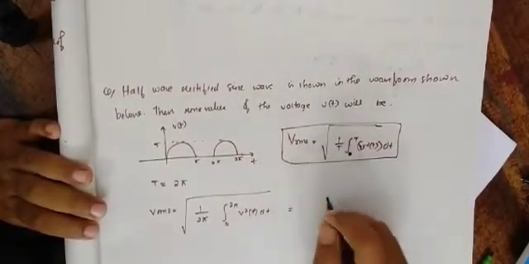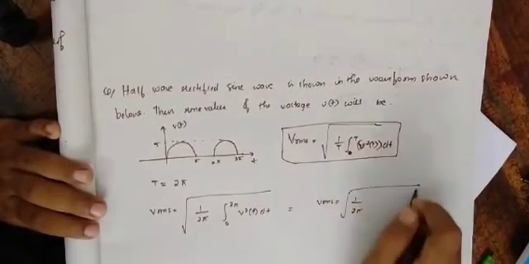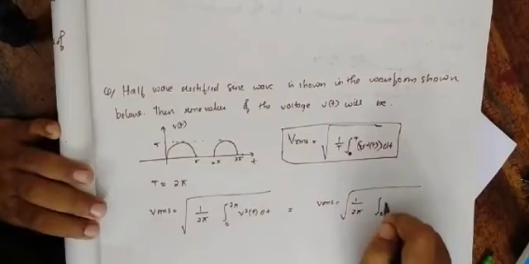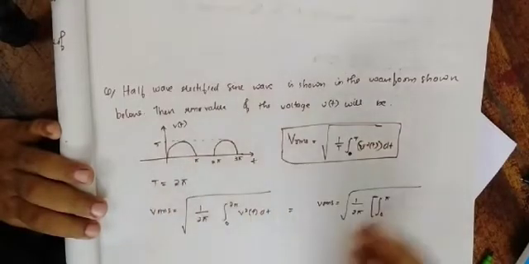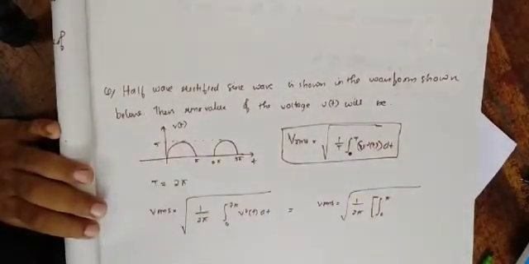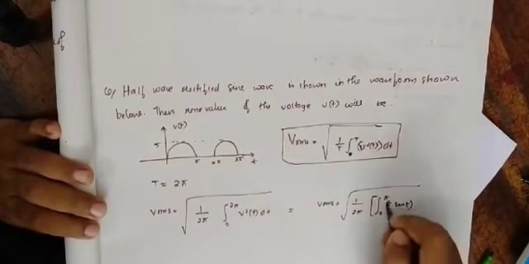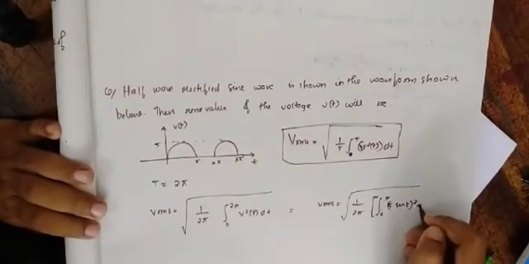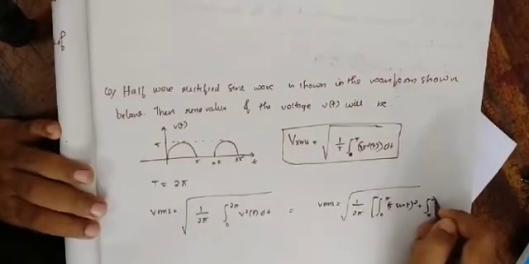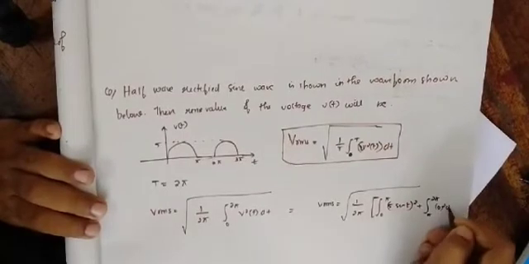Okay, which is equal to VRMS equal to root 1 divided by 2 pi integral 0 to pi. From 0 to pi it is a sine wave, right? It is having an amplitude of 5. So it is 5 sine t the whole square, v square, it is square, please don't make that mistake, plus integral pi to 2 pi, it is 0, right? No waveform is there, it is 0 the whole square into dt.